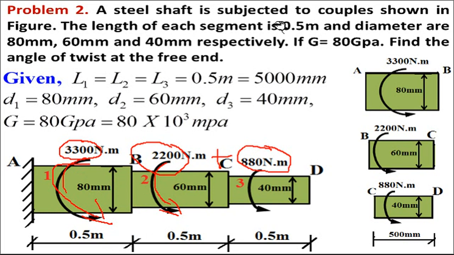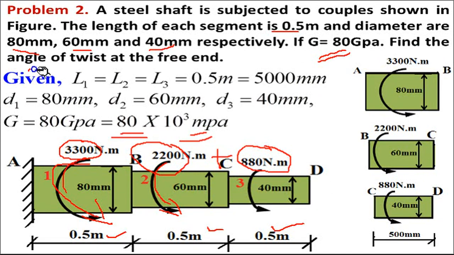Okay, so first of all write down the given things. Here couples are acting as shown in the figure. Couples means nothing but torque. The length of each segment is 0.5 meter. What is the length of each? 0.5 meter, 0.5 meter, 0.5 meter, it is the same. And the diameters are 80 mm, 60 mm, 40 mm. So this diameter is 80, this is 60, this is 40 mm. G is 80 GPa, which means it is the same material. G is 80 GPa, 80 into 10 to power 3 MPa, so G is the same for all three cross sections.